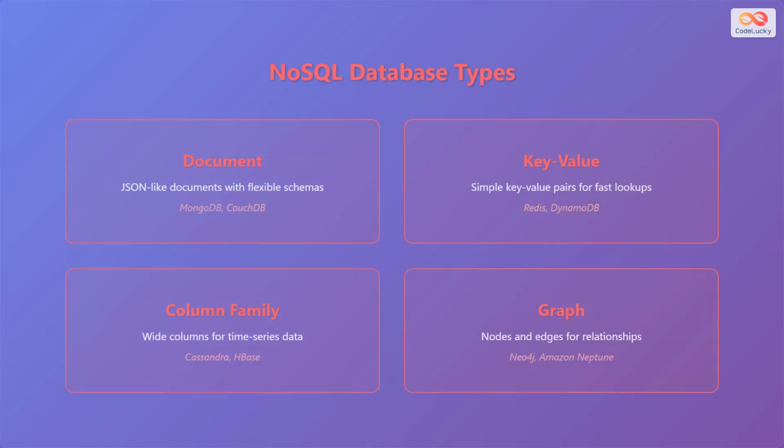NoSQL databases come in various types, each suited to different needs. Document databases store data in JSON-like documents with flexible schemas. Examples include MongoDB and CouchDB. Key-value databases use simple key-value pairs for fast lookups, such as Redis and DynamoDB. Column family databases are designed for wide columns, often used for time series data, like Cassandra and HBase. Finally, graph databases use nodes and edges to represent relationships, such as Neo4j and Amazon Neptune.